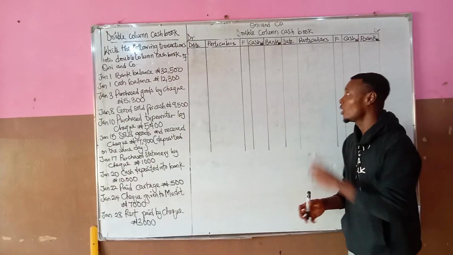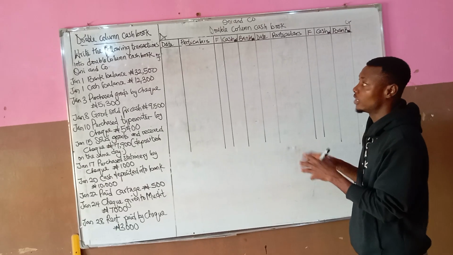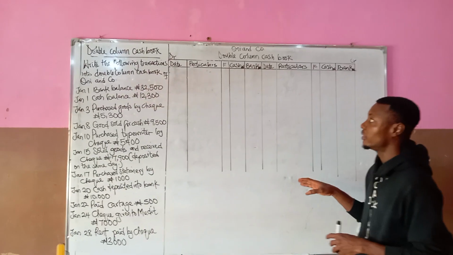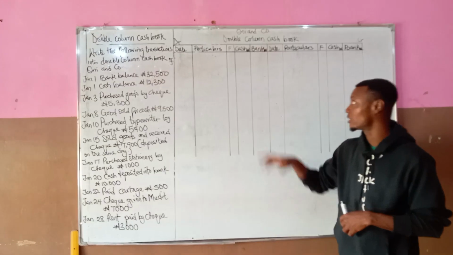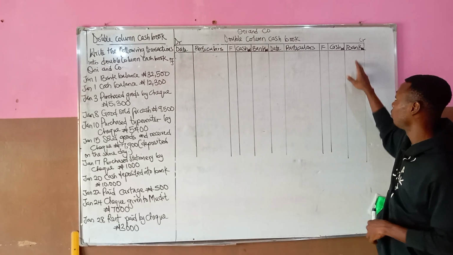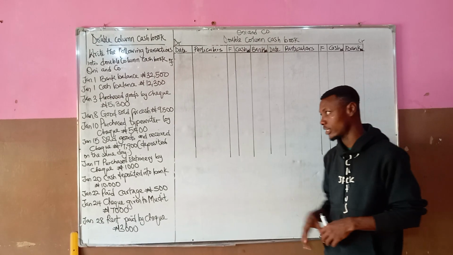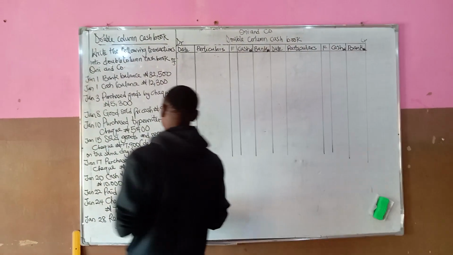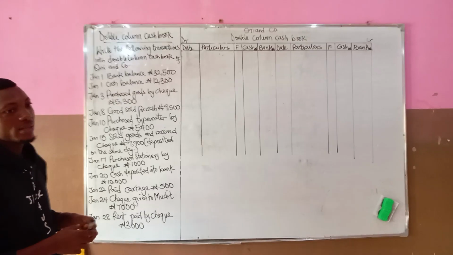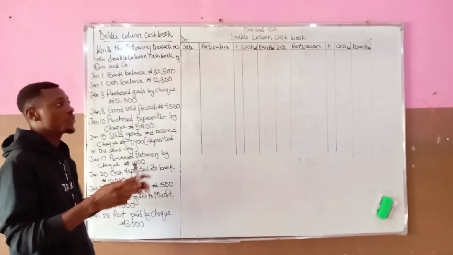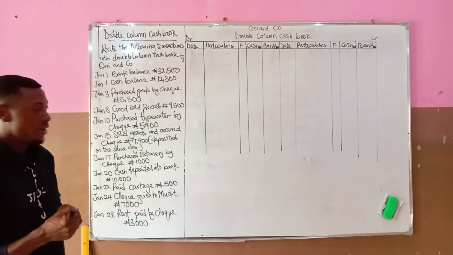Now, unlike single column cash book, we have 10 columns, and the difference between the double column cash book and the single column cash book is the presence of bank column, where we record all our bank transactions. To come back to the questions, here we have January 1st bank balance, and bank balance is our balance that was brought forward from our previous accounting year.